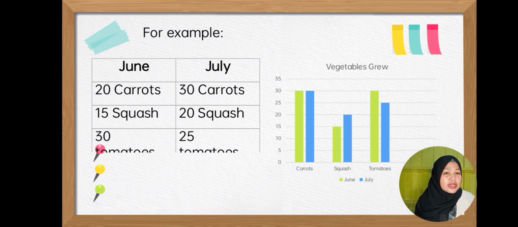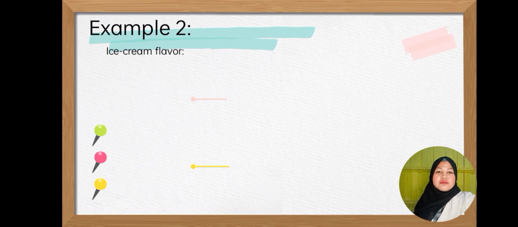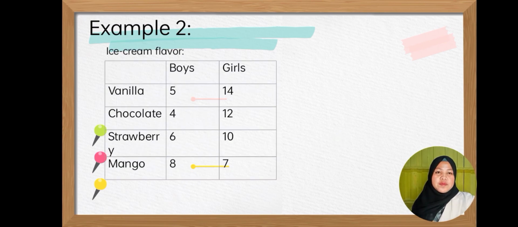Paano ba tayo maglalagay niyan? Okay, let's give you another example para mas maintindihan natin yung double bar graph. Example number 2. Ice cream flavor. Yan, the boys and girls favorite ice cream flavor: vanilla, chocolate, strawberry, mango.